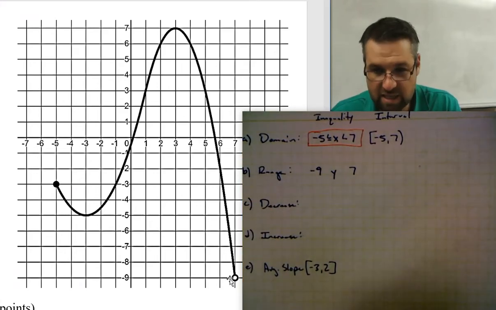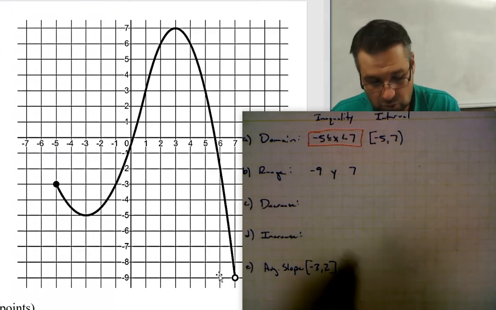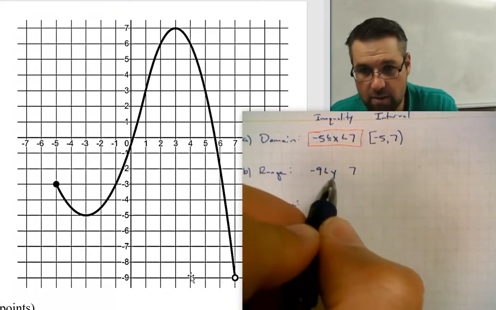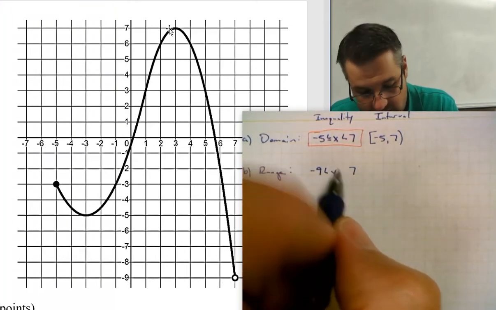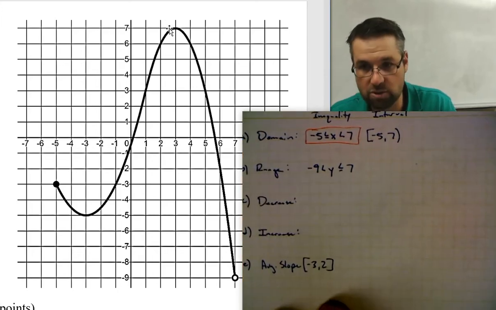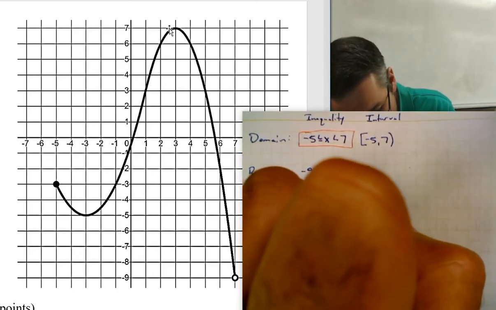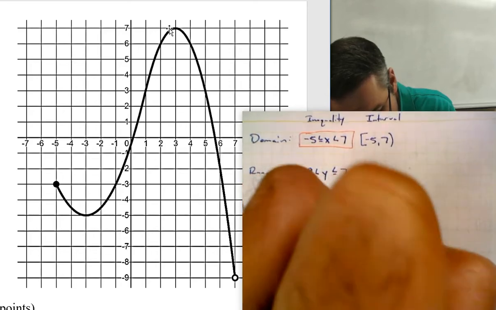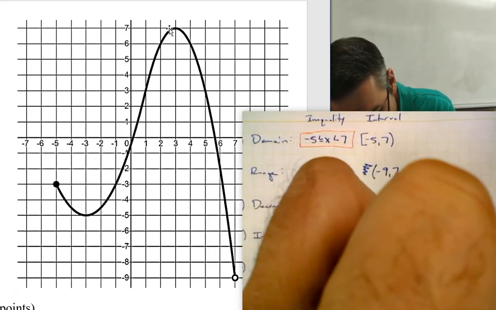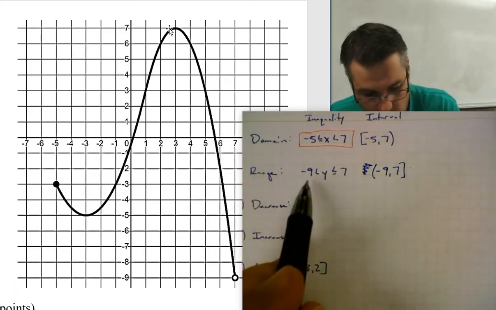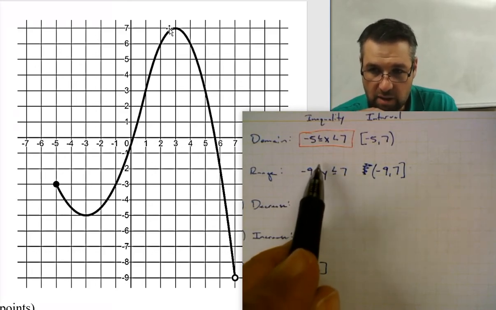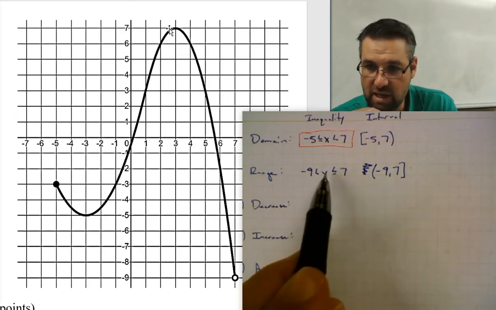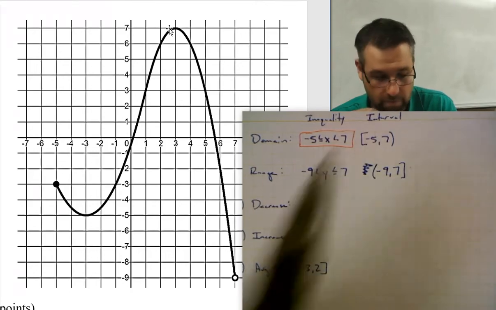We can see that it doesn't actually go down to -9. It gets really close to it, so we're just going to put less than. And then when we go up to 7, it does touch 7, so we're going to put less than or equal to. Again, interval form would be a parenthesis -9 and a bracket for 7, because we're not counting -9. The less than symbol implies a parenthesis, and the equal symbol implies a bracket.